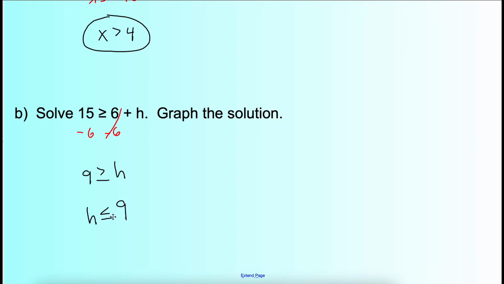Both of these two inequalities mean the same thing. Technically, it doesn't matter how you write it. I prefer to write it with the variable leading first. And then you would graph your solution.